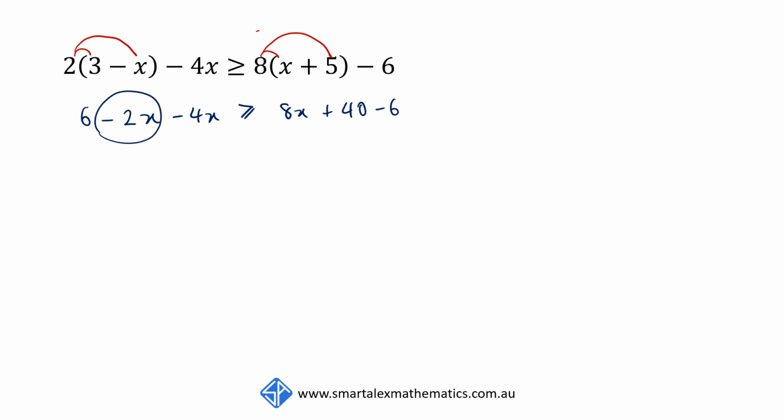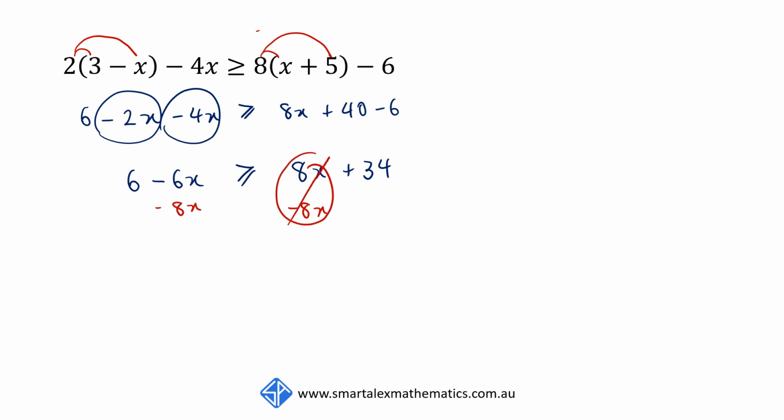The next step, we're going to simplify both the left and the right hand side. The minus 2x and the minus 4x are like terms, so this simplifies to 6 minus 6x is greater than or equal to 8x plus 34. We now have the x on the left and the right, so we're going to bring the x term across to the same side, subtracting 8x from both sides. Again, this doesn't reverse the inequality sign. We have 6 minus 14x is greater than or equal to 34.